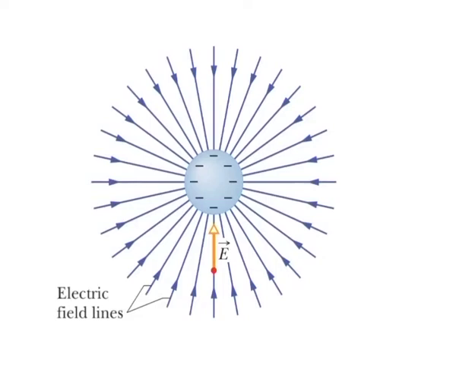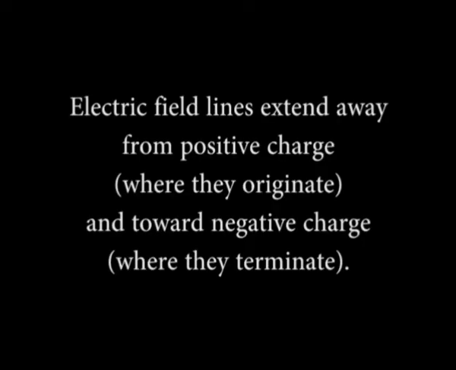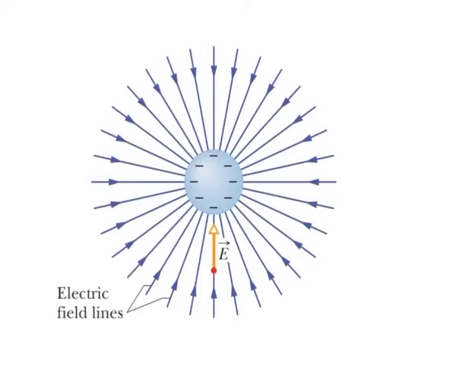If the sphere, as shown in the figure, were uniformly covered with positive charge, the electric field vectors at all points around it would be radially outward, and thus so would the electric field lines. So we have the following rule. Electric field lines extend away from positive charge, where they originate, and towards negative charge, where they terminate. As in the case of the sphere, they originate on distant positive charges that are not shown and are moving towards the negative charge.